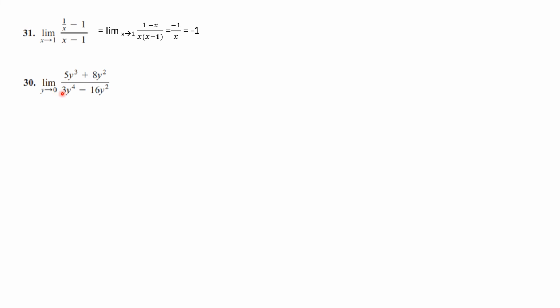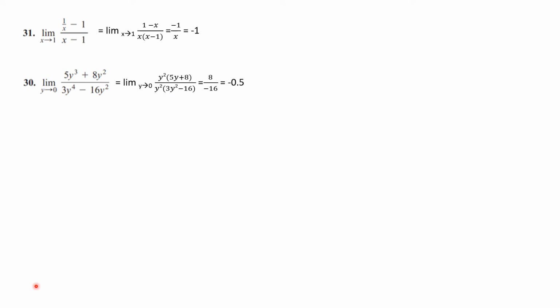3y to the power 4 minus 16y squared. We can see that we have at least y squared involved with each and every term in the numerator and the denominator. So we can factor out y squared from the denominator, and we can factor out y squared from the numerator. If we do so, we're going to get limit as y approaches 0 of y squared multiplied by (5y plus 8) divided by y squared multiplied by (3y squared minus 16).